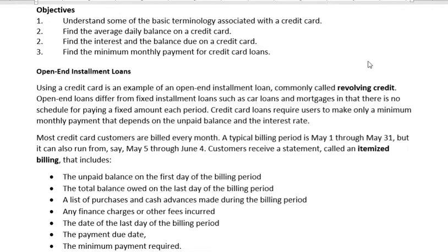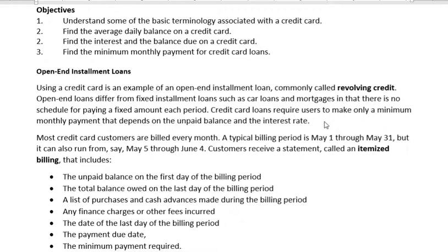Credit cards are an example of open-end installment loans, also known as revolving credit. Open-end loans differ from fixed installment loans because there's no schedule for paying a fixed amount each period. Credit card loans require users to make only a minimum monthly payment, and that depends on the unpaid balance and the interest rate they have. So what we're going to do in our activity is figure out what the average daily balance is, what the interest would be, and then from that we're going to be able to calculate what the minimum payment would be.